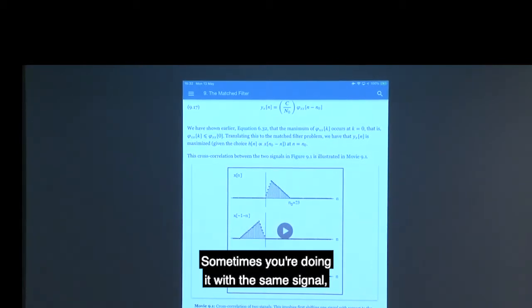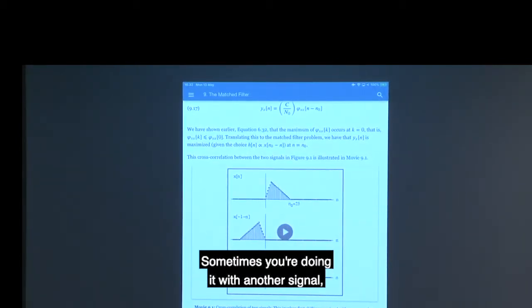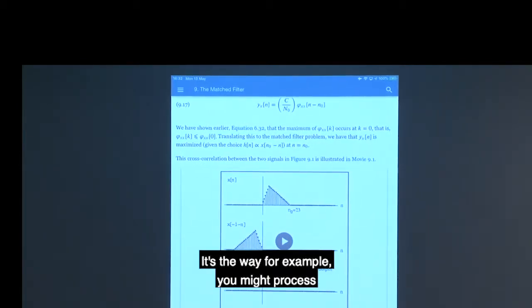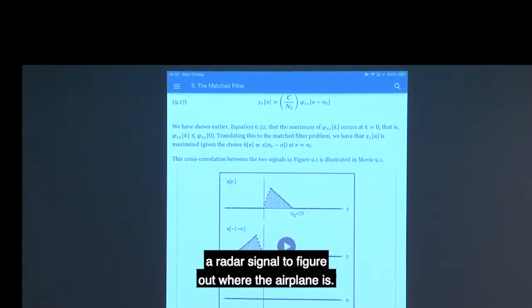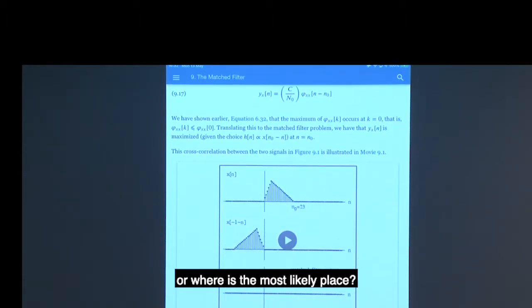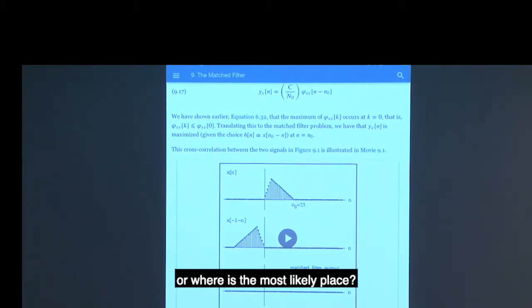Sometimes you're doing it with the same signal, it's called an autocorrelation. Sometimes you're doing it with another signal, it's called a cross correlation. It's the way, for example, you might process a radar signal to figure out where the airplane is. Or it's a way that you can process other kinds of data to find out what's the distance to something, or where's the most likely place.